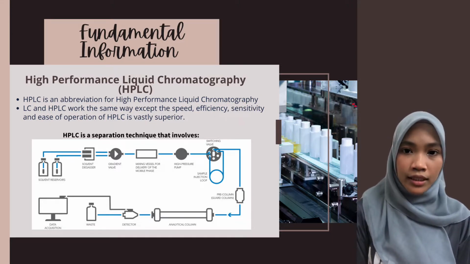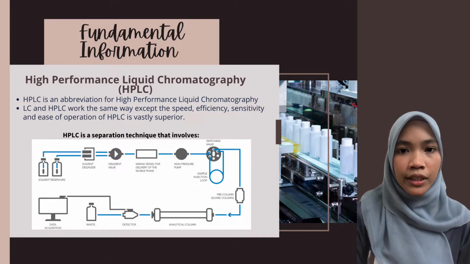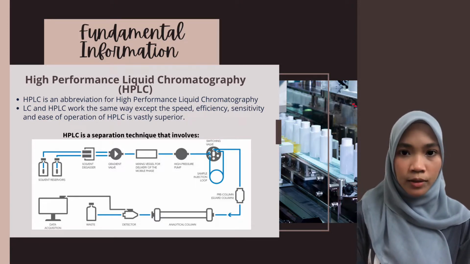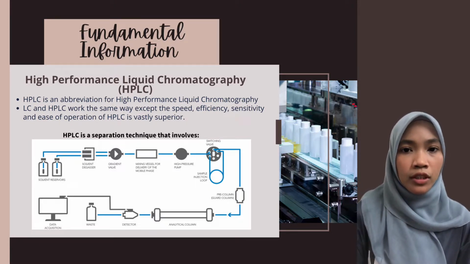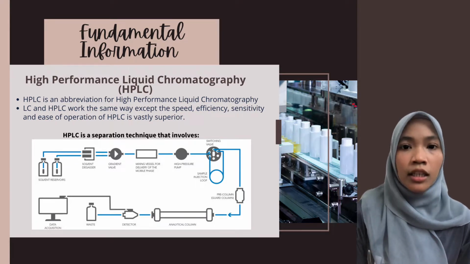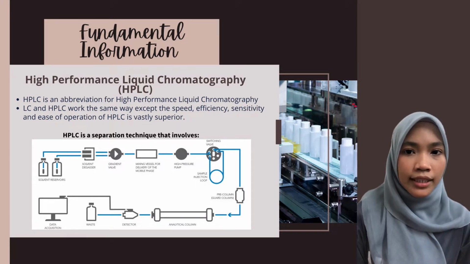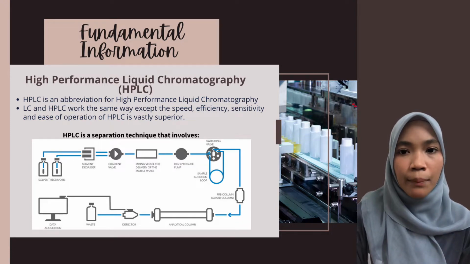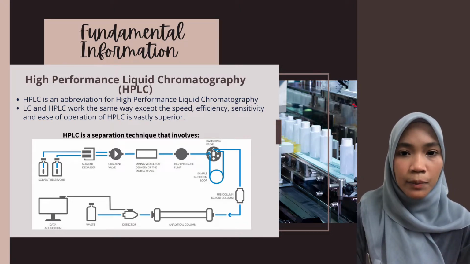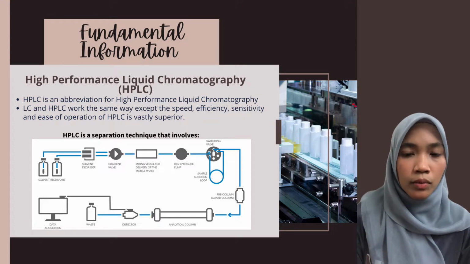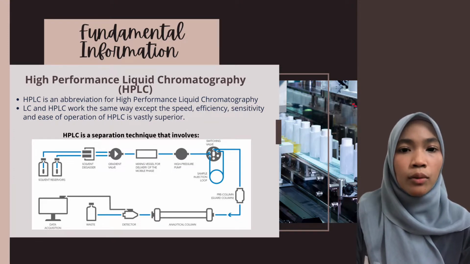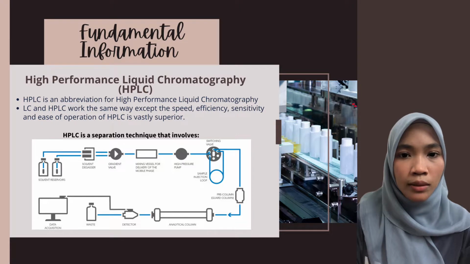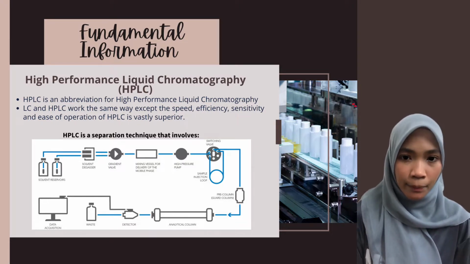What is HPLC? HPLC is an abbreviation for high performance liquid chromatography. It has also been referred to as high pressure LC. HPLC is a separation technique that involves the injection of a small volume of liquid sample into a tube packed with tiny particles, where individual components of the sample are moved down the packed tube column with the liquid mobile phase forced through the column by high pressure delivered by a pump.